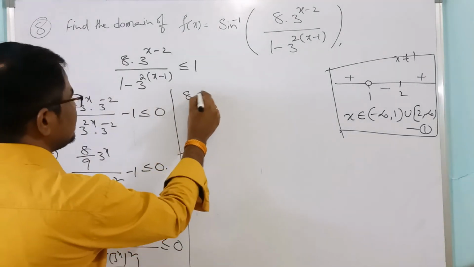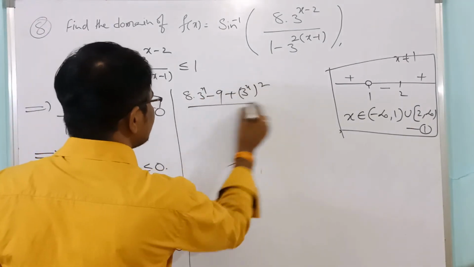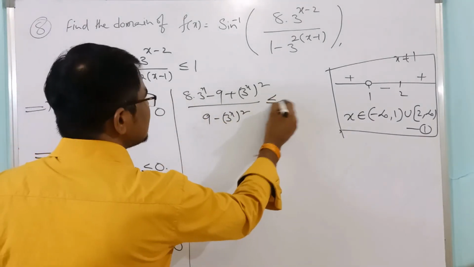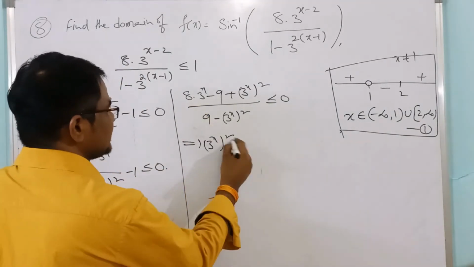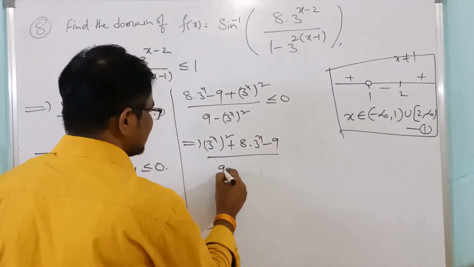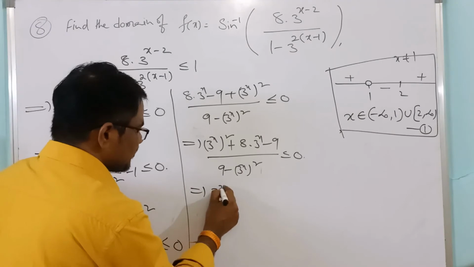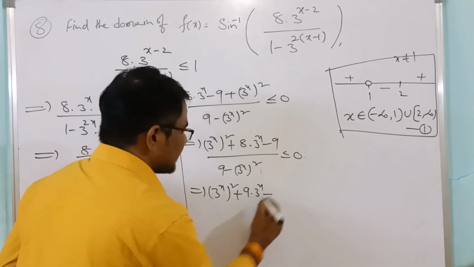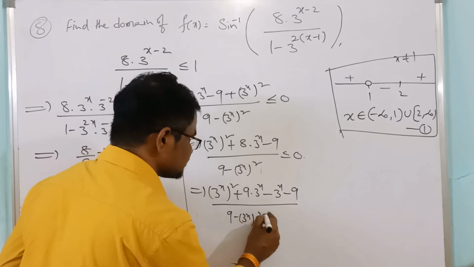This is 8 into 3 power x minus 9 plus 3 power x whole square, divided by 9 minus 3 power x whole square, less than or equal to 0. That implies, I will write it as 8 into 3 power x, one more step, divided by 9 minus 3 power x whole square, less than or equal to 0. Factorize this one. So 3 power x whole square plus 9 into 3 power x minus 3 power x minus 9, divided by 9 minus 3 power x whole square, less than or equal to 0.